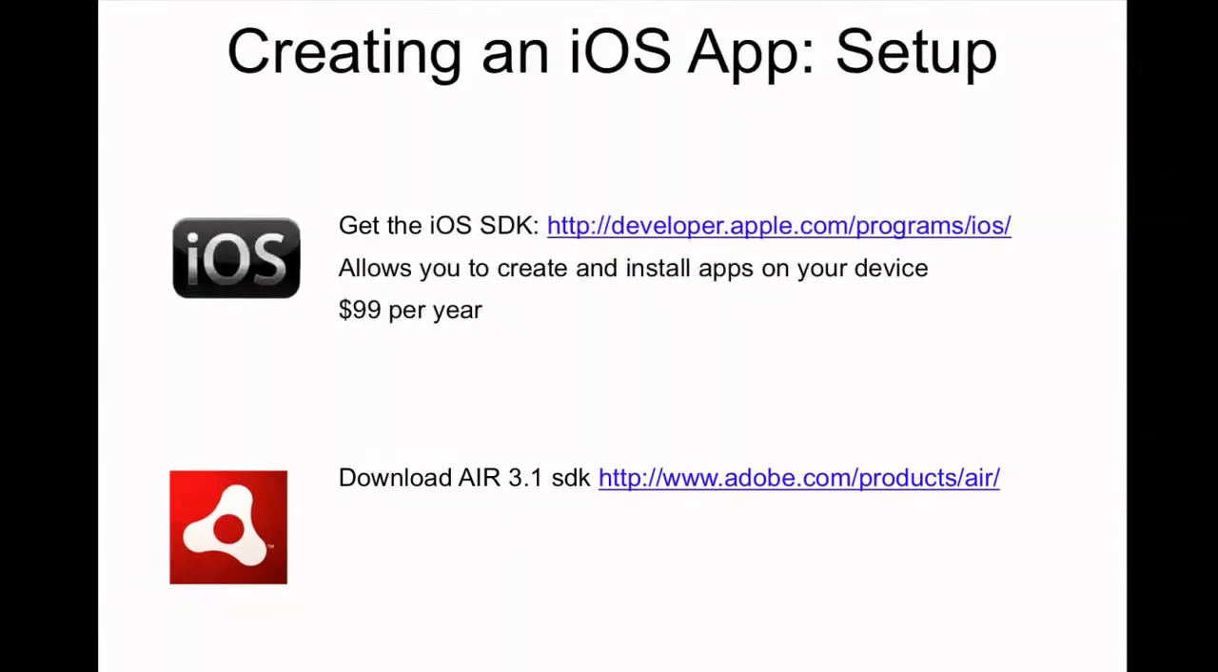iOS is a little different, a little more expensive. You can get the Android SDK for free. It does cost $25 to get into the marketplace. I think that is for a lifetime, not for a year. For iOS, you're going to need to spend $99 a year. You're going to have to become an iOS developer, agree to their terms of service, download Xcode and a whole bunch of other things in order to create and install your apps on device. There's no way around that. And again, same thing about downloading the AIR 3.1 SDK and overlaying it there.